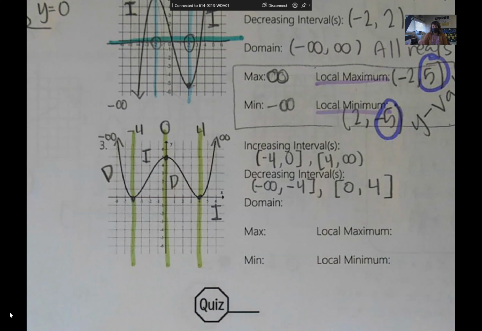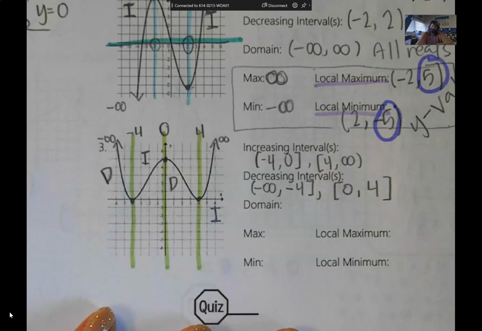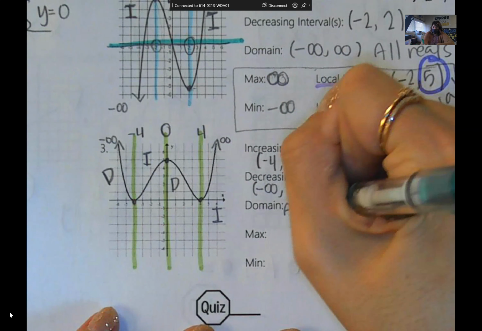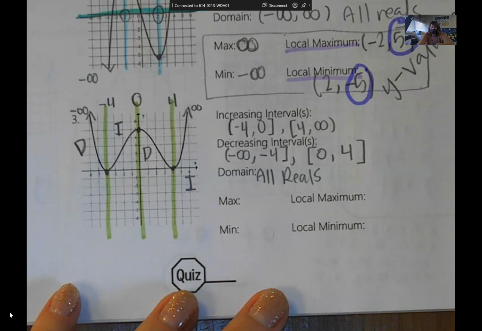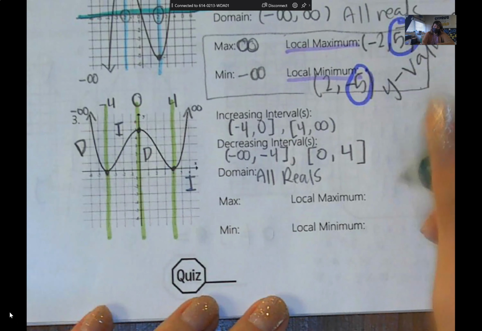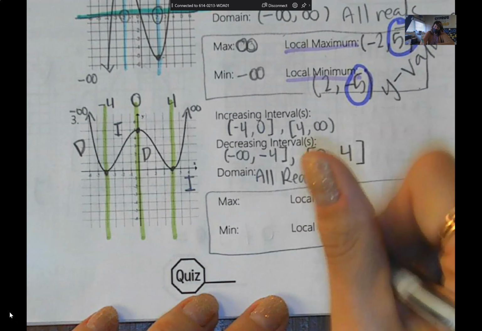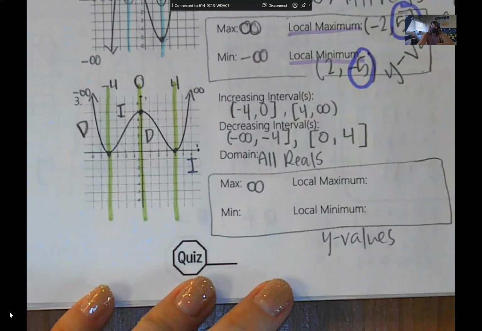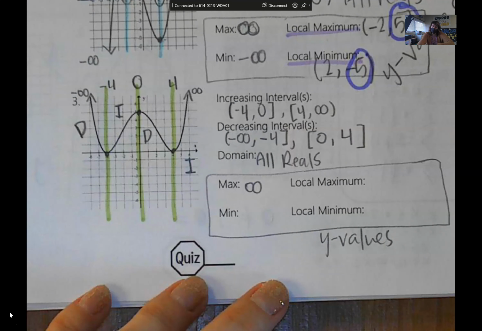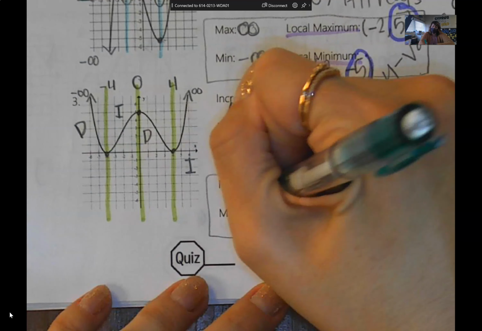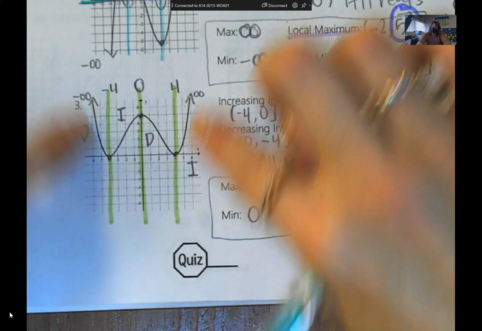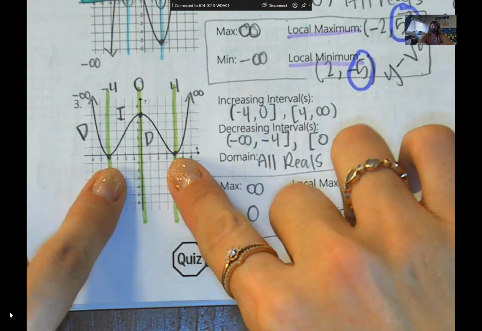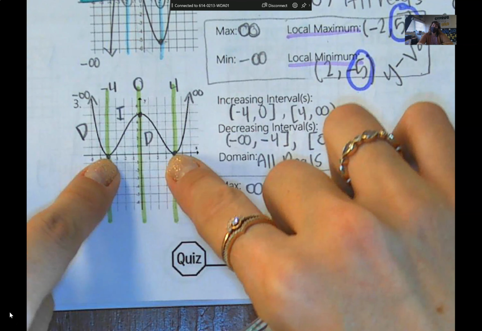Okay, domain. What's our domain on this guy? All reals. Same as all the other ones we've looked at so far. Okay, the largest our function can be. So remember, now we're looking at the y-axis. Piper saying infinity, and she is right. How low will this function go? 0. You have these guys pointing up because it's going to be increasing, but the lowest this W goes is 0 on the y-axis.